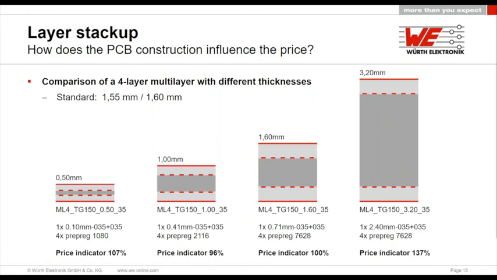The prepregs basically cost almost the same, so it doesn't matter if it's 1080 or 2116 or 7628. This is for one sheet only a few cents difference, so this is not that much cost. This only makes an issue if we would take the 1.6 millimeter board and replace the 7628 prepregs by, for example, 1080 prepregs. There you would need many more prepregs to overcome the same distance between layers. So it's always the question, which prepregs do you use to overcome which distance?